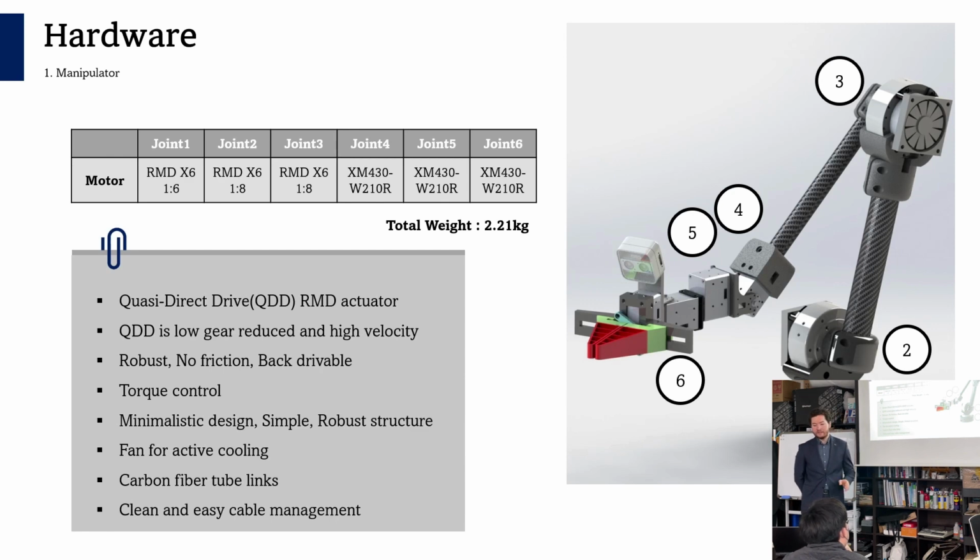The minimalistic, simple design makes it easy to maintain, fix, and rebuild. The main reason for building these carbon tube links is for a clean, industrial, premium look with easy cable management. The overall manipulator structural strength is able to hold up to 20 kilograms.